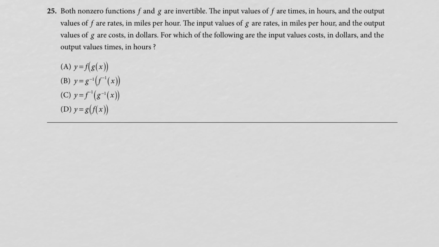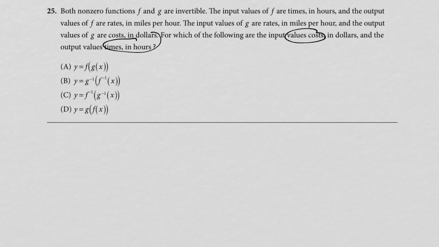25. Both non-zero functions are invertible. The inputs of f are times in hours. For which of the following? So f converts hours into rates, and g takes rates and turns them into costs. And they want something where the input is costs. So we're going to want, oh, I see. The inputs are costs and the output is time.